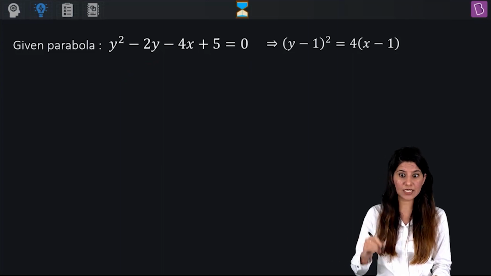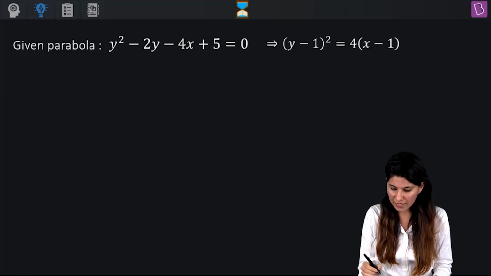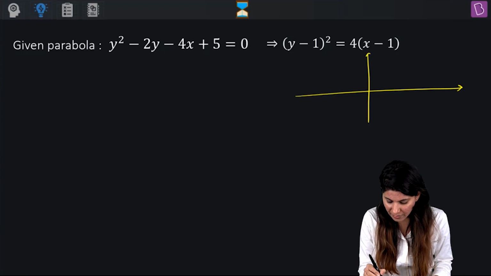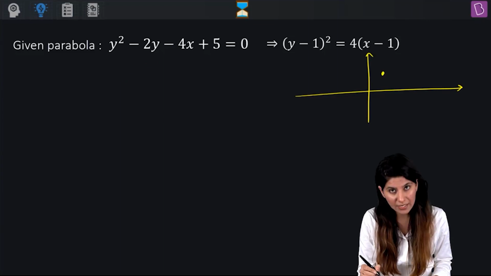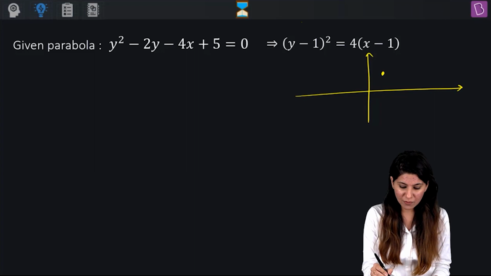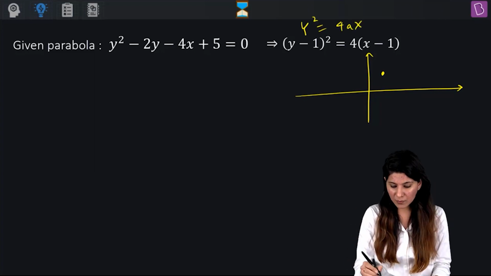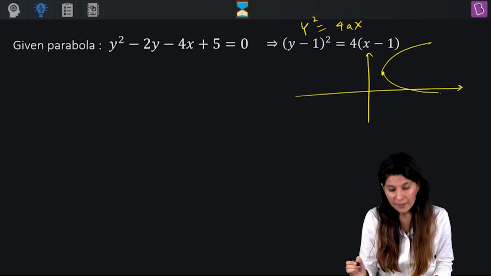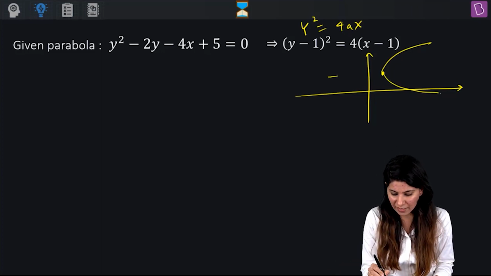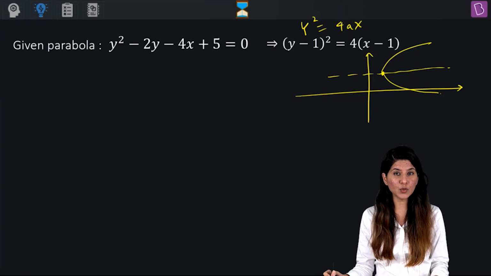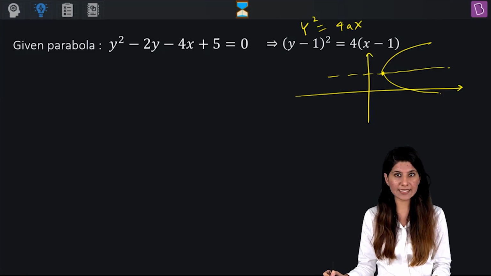So basically the vertex of this parabola is what? 1 comma 1. Let's try to draw the parabola. 1 comma 1 is the vertex, right? And this parabola is of the form y square equals 4ax. So this parabola is a rightward opening parabola. So this is the parabola, right? And the axis of the parabola will pass through the vertex. So this is the axis.